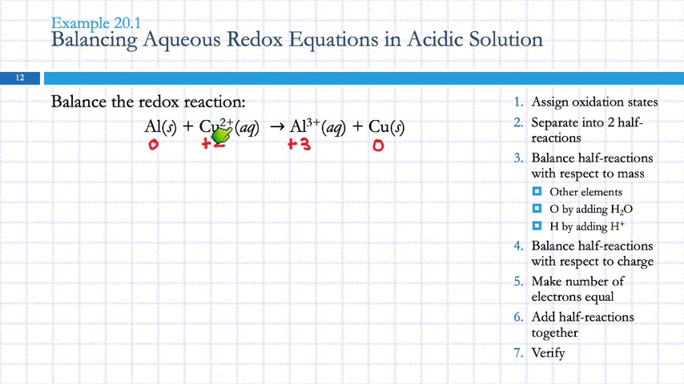Charges are written with the sign after the number. Oxidation states are written with the sign before the number. I'm not going to try to trick you on that, but if you're wondering why I do it backwards, sometimes that's why. Okay, two half reactions.